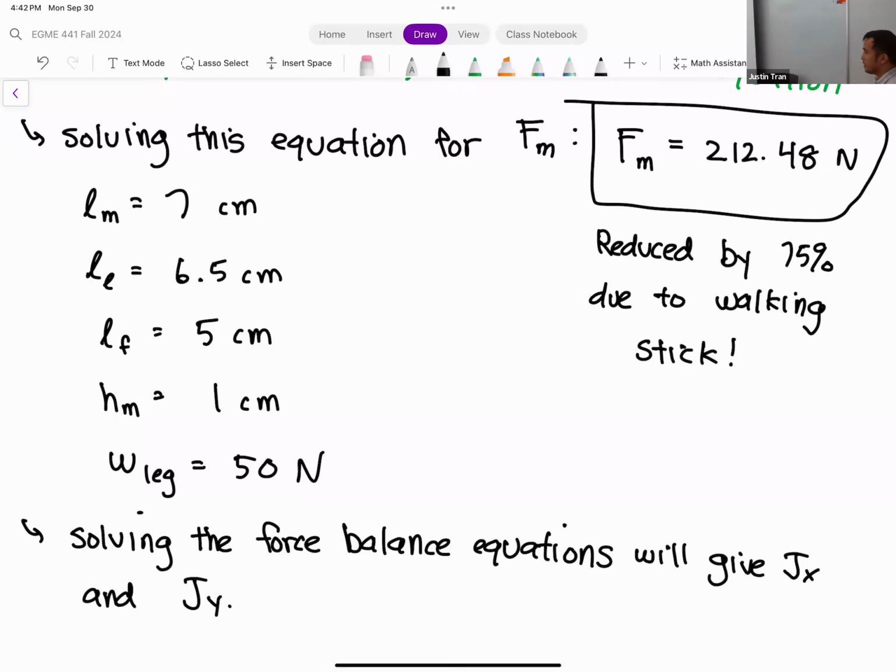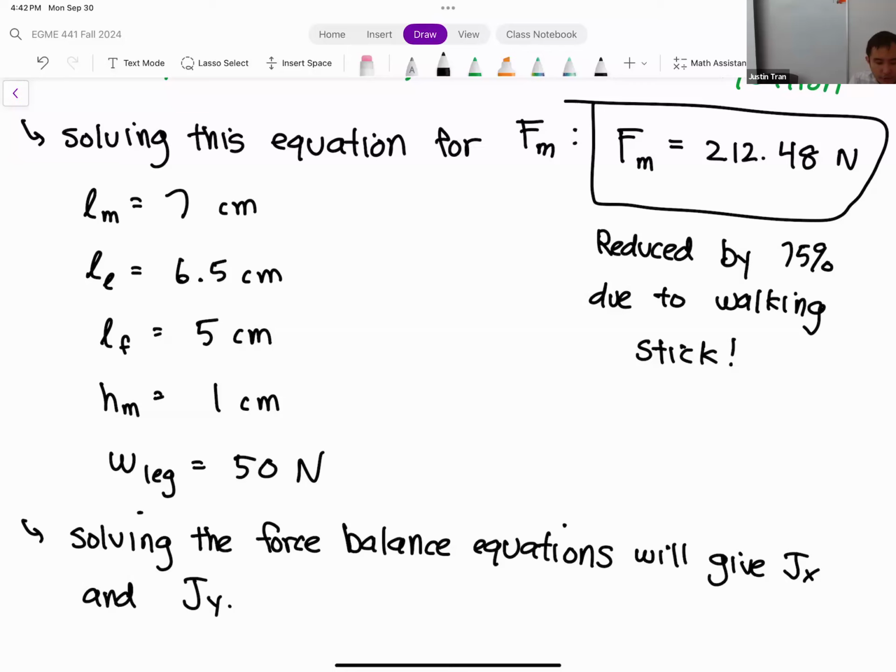Okay. So those are pretty straightforward. In fact, we've actually already broken up FM into its x and y components. And since we know the value of FM itself, solving for these should be pretty straightforward. So, again, in the interest of time, I am going to skip that so we can move on to the next example. But just know that you can do that as well.